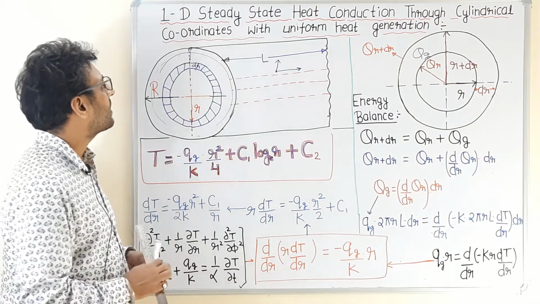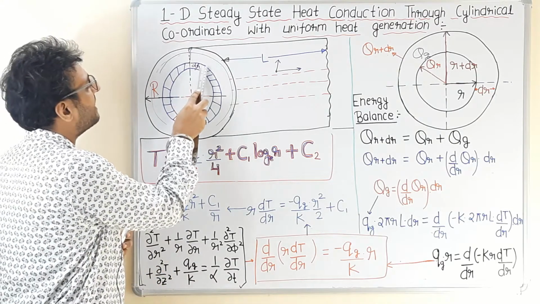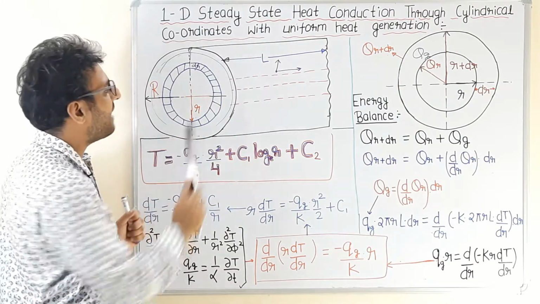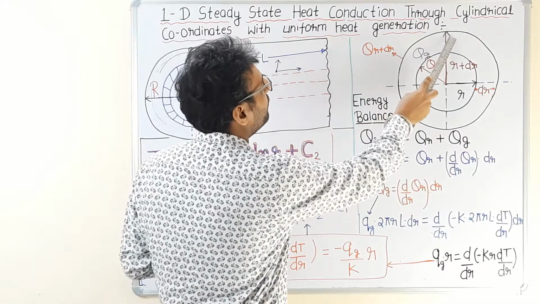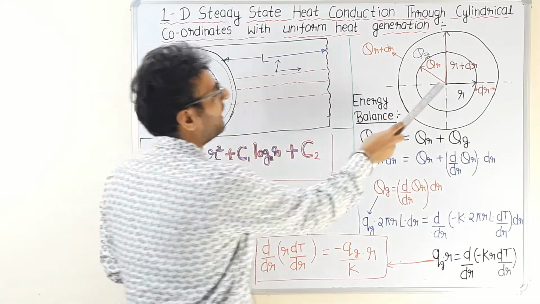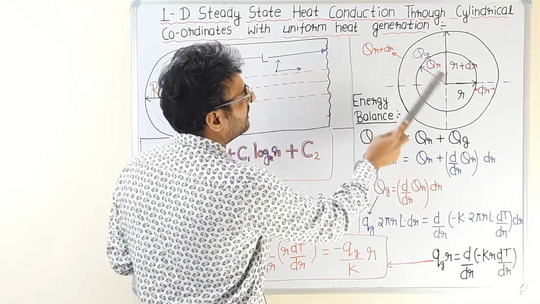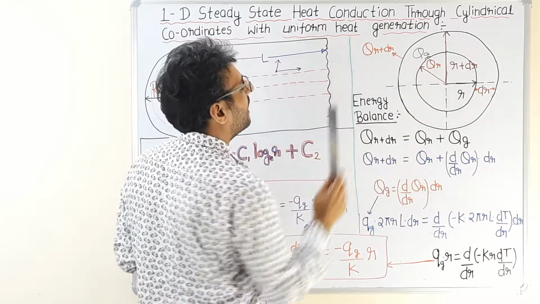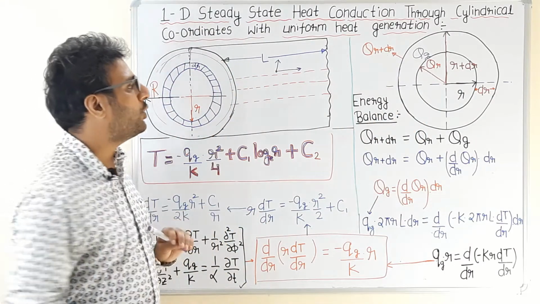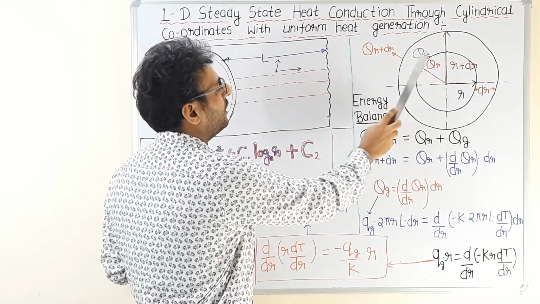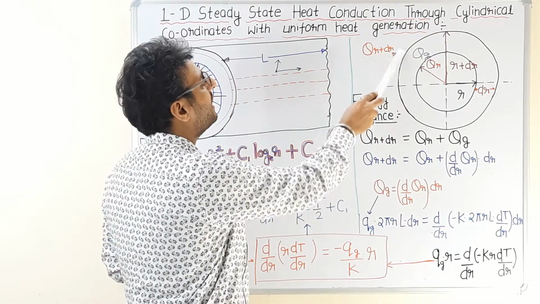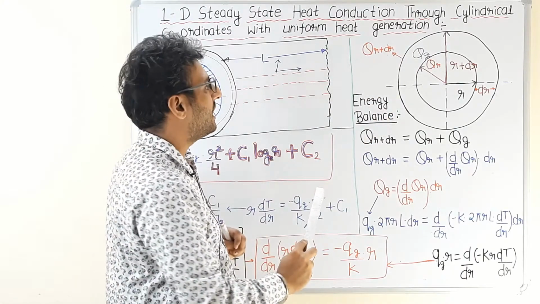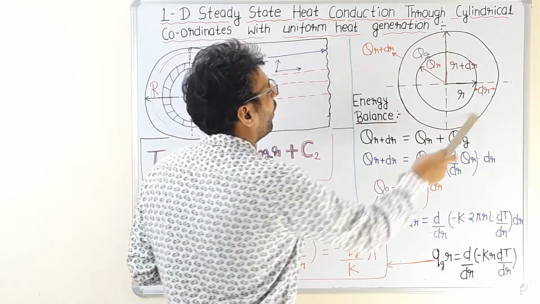For this, consider an element of thickness dr at a radius r from the center in this cylinder. I have shown this element in a larger view here. This is the element, having inner radius r and thickness dr, so the outer radius of this element is r plus dr. Now what is happening to this element? Qr amount of heat is conducted into this element, Q r plus dr heat is conducted out by this element, and capital Qg heat is generated in the complete volume of this element.